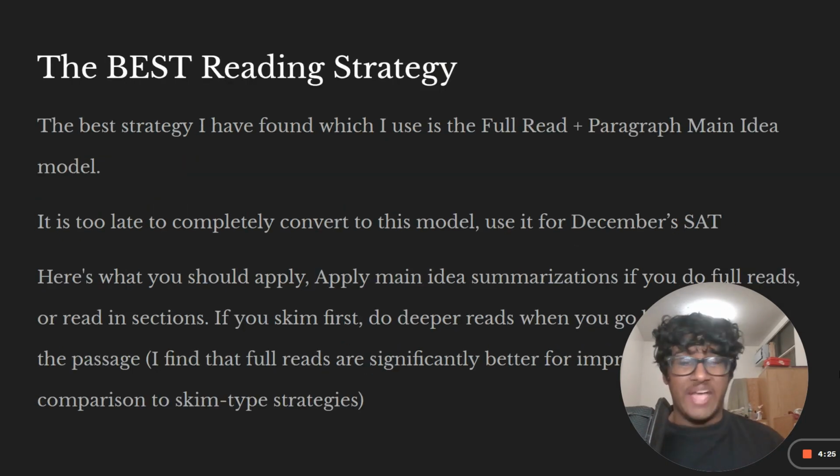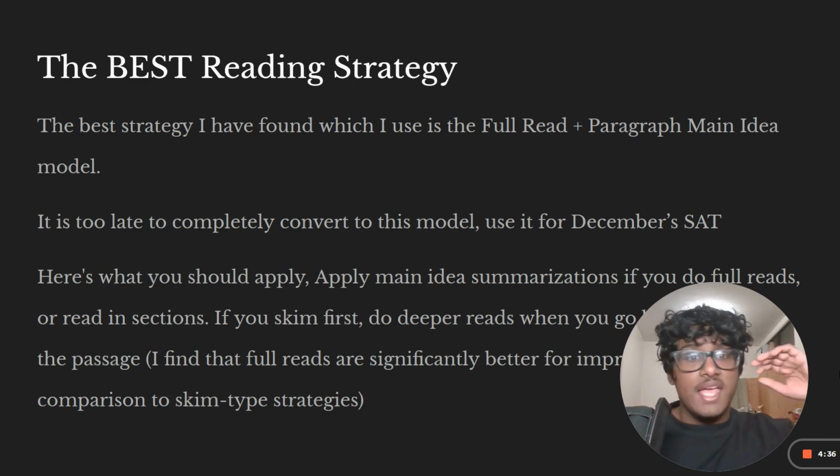All right. The best reading strategy I find, and that I have used to get a perfect score in the reading section, as well as a bunch of my students who have radically improved their score over the course of a couple of weeks, right? It's because they use this specific strategy, which I find to be amazing. It's the full read strategy.